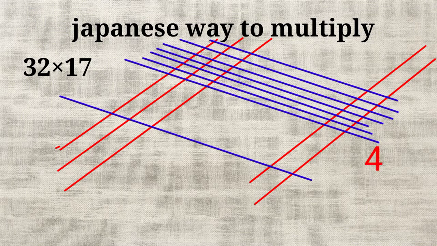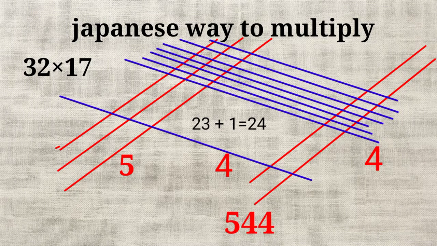Count on 1's place is 14, we take it as 4. 1 is taken to carry. Added to count on 10's place, we get 23 plus 1 equals 24. We take it as 4. 2 is taken to carry. Count on 100's place is 3. Added 2, we get 5. So finally the number is 544.